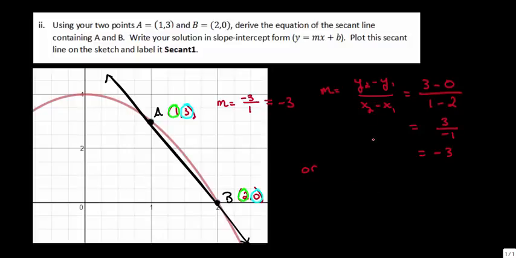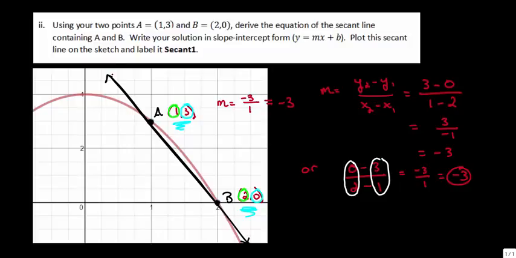Just note that you could also do it like this. You could have done 0 minus 3, but then you have to do 2 minus 1. I want you to notice that 0 and 2 have to be over one another because they're an ordered pair over here. And 3 and 1 have to be over one another because they're an ordered pair over here. As long as you keep them over each other, you'll be fine. That's all you have to remember. So this will be -3 over +1, which is also -3.